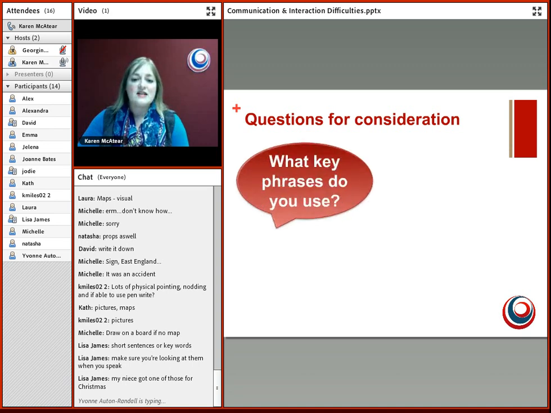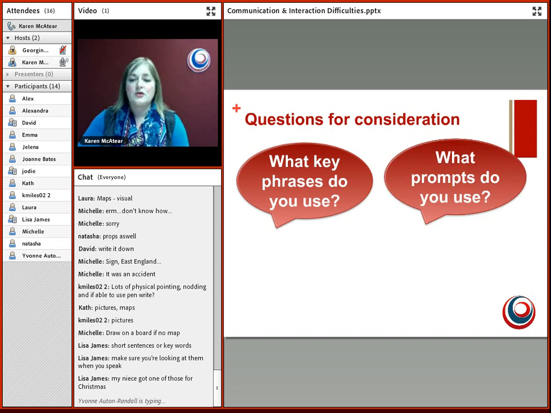What phrases do we use? We all have key phrases. Are they appropriate? Are they suitable? Do we adjust them if we're working with lots of different children? Do we adjust them to meet the needs of the various children we work with, or are we stuck in a rut and we're stuck with the same phrases all the time? So think about that.